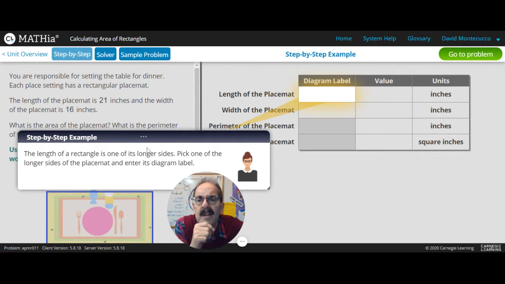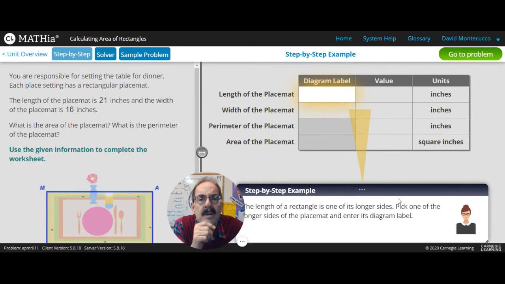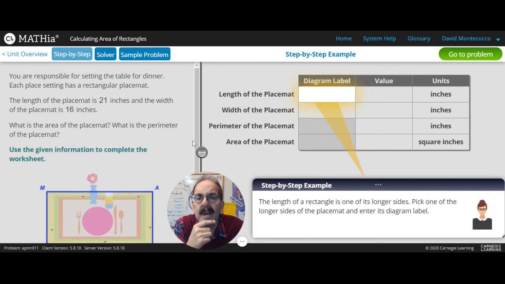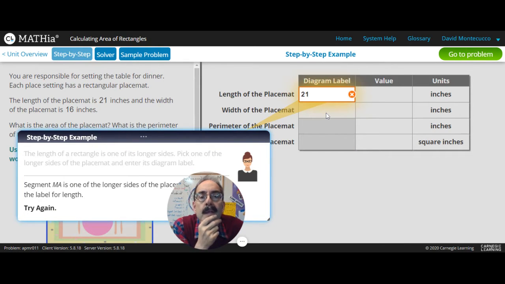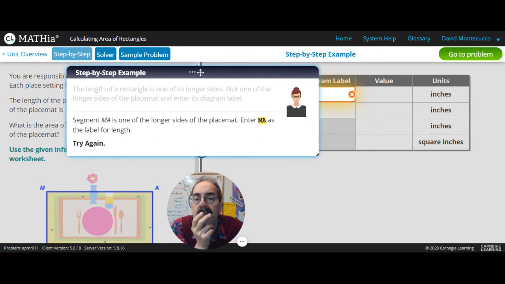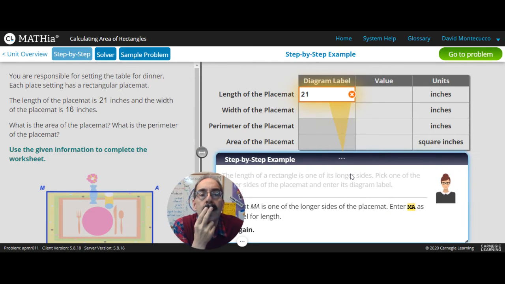So the length of the rectangle is one of the longer sides. Pick one of the longer sides of the placemat and enter the number. Okay, so the length of the placemat looks like a 21. Let's type a 21 in. Okay, and MA is one of the longer sides. MA, the length of the placemat is 21.